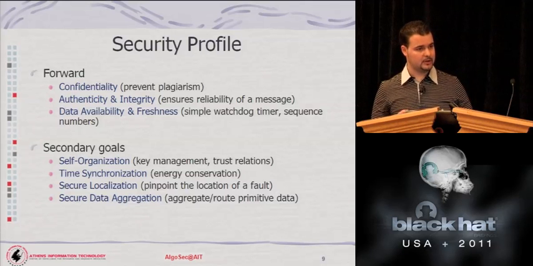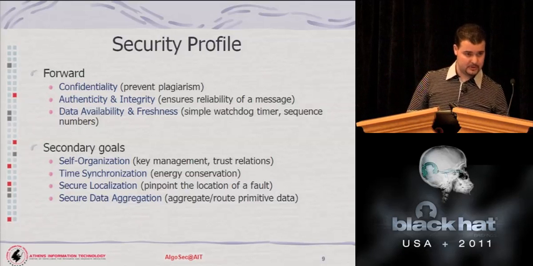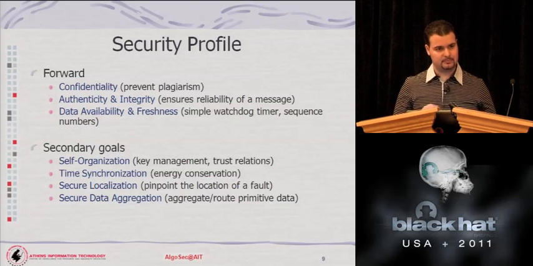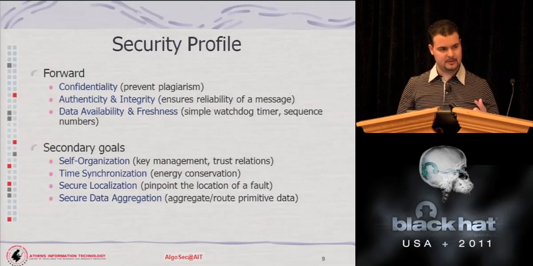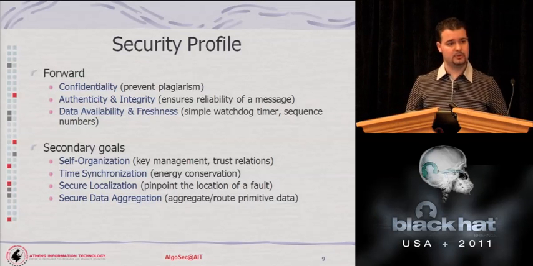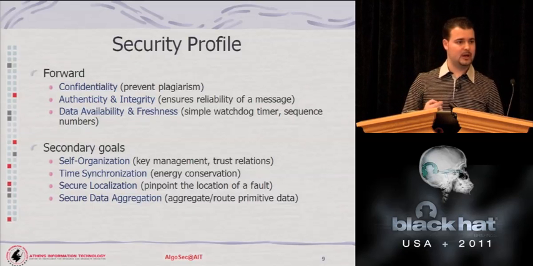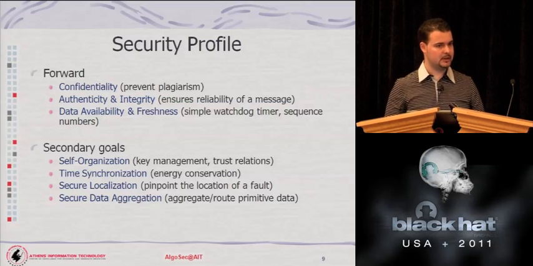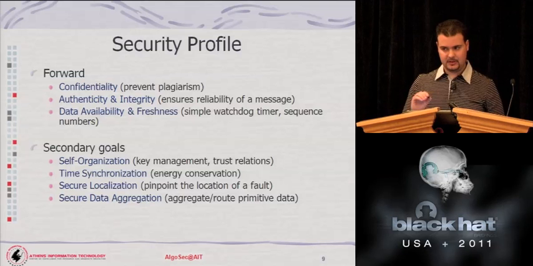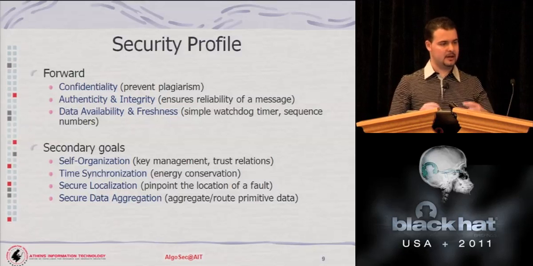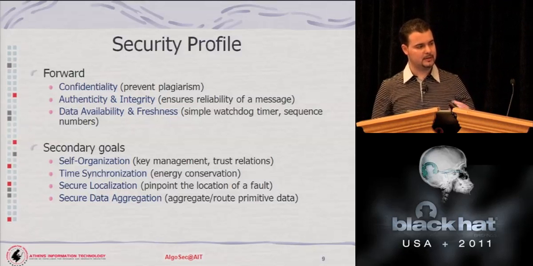And there is a set of secondary goals which arise from their attributes. So actually, they have to provide self-organization in order to be able to create some trust relationship schemes between the nodes in order to exchange keys between the nodes. Then we have time synchronization because they have to operate in low power mode. Most of the time, they are sleeping, and the nodes wake up when they want to transmit something. We have secure localization, and the most important is secure data aggregation, because the traffic inside the sensor network is extremely high. So each node acts as a router, aggregates the data, and then forwards to the next hop until it reaches the base station.